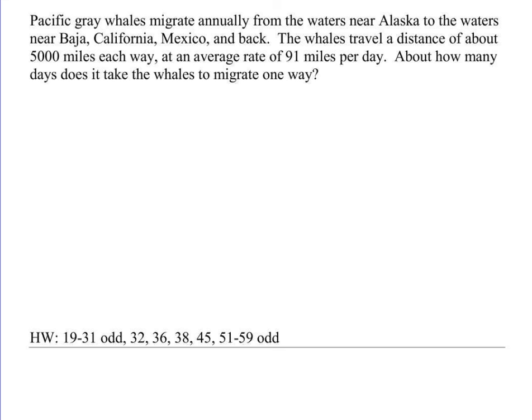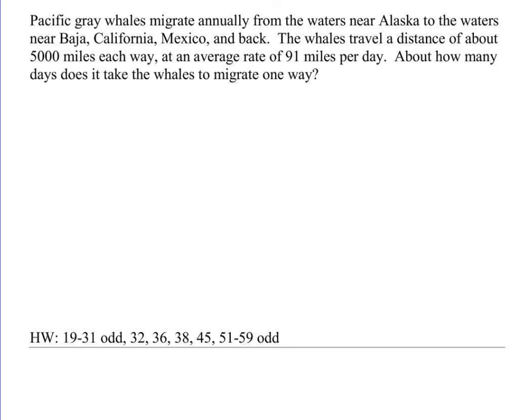Pacific gray whales also migrate. They migrate from Alaska to the waters around Baja California and also around Mexico, and then they go back. The whales travel the distance of about 5,000 miles each way at an average rate of 91 miles per day. How'd you like to walk 91 miles per day? Better yet, how'd you like to swim 91 miles per day? Yeah, not even Olympians can do that.